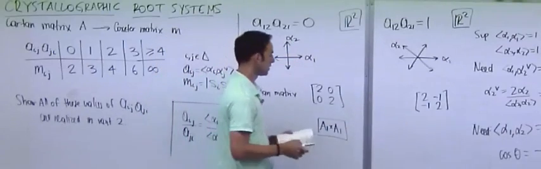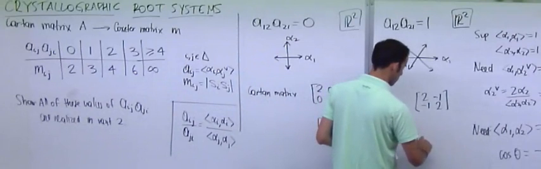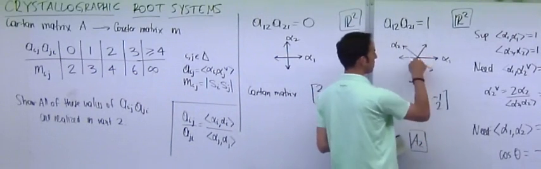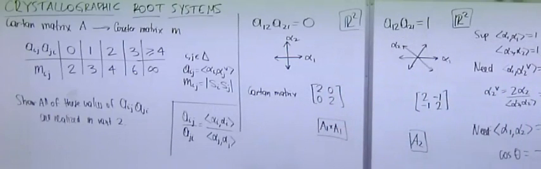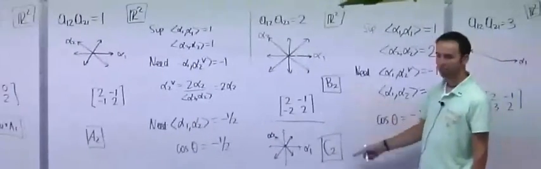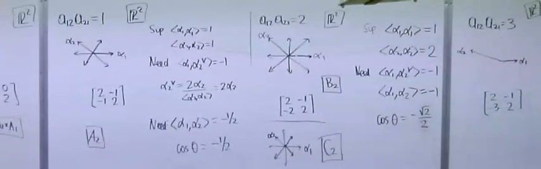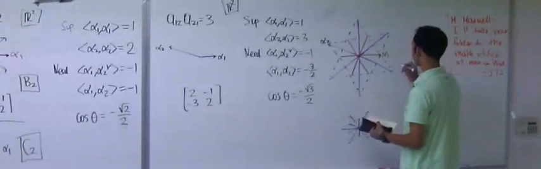This one is the root system A2, and we know that it corresponds to the group S3. This guy is called B2, and this guy is called C2. And I'll explain to you in a second why these have different names, even though these have the same name. So this one is called G2.